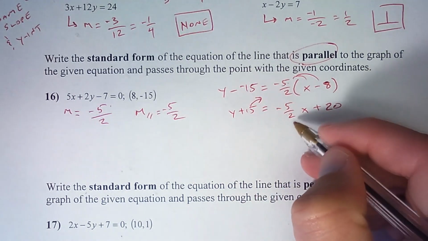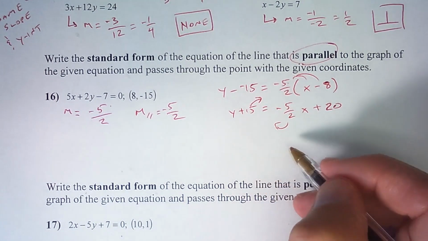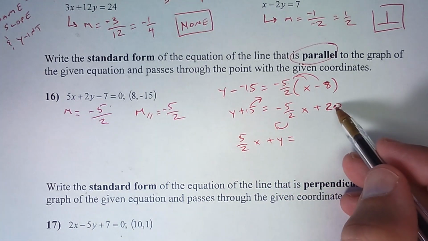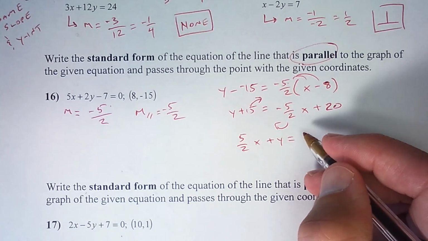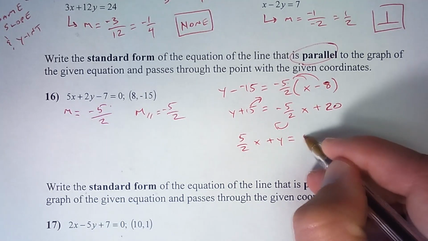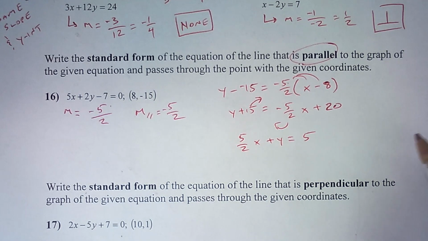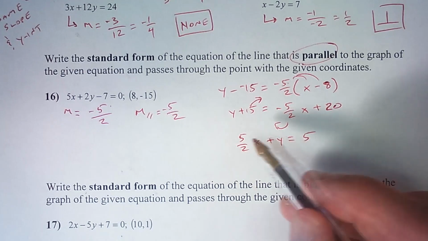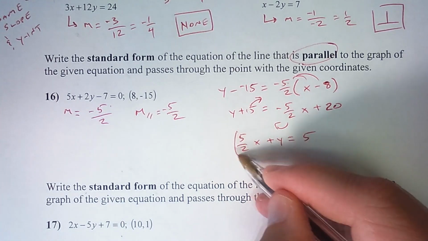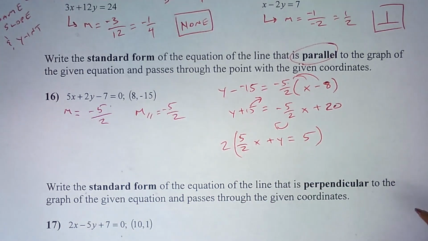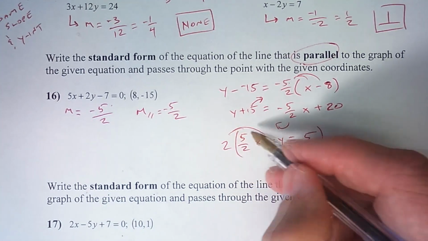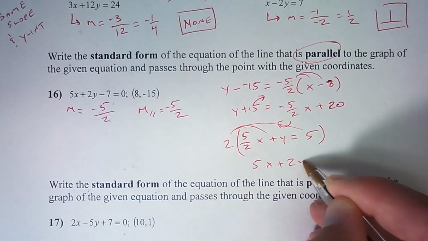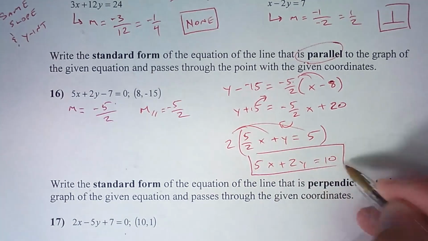I'm going to put the constants on the right, the variables on the left. So I get 5/2 x plus y equals, and then 20 minus 15 is 5. Okay, now A, B, and C all have to be integers, and A has to be positive. A is already positive, but it's not an integer, so I'm going to multiply by 2 all the way through this equation. So I'll get 5x plus 2y equals 10.